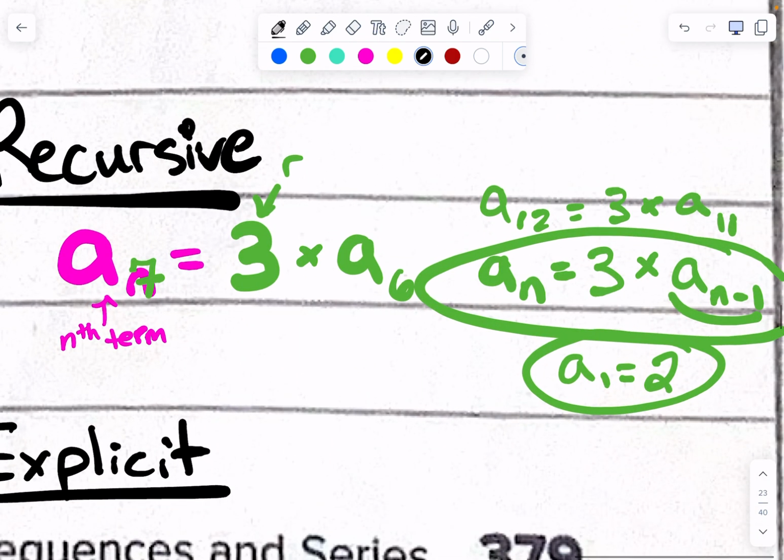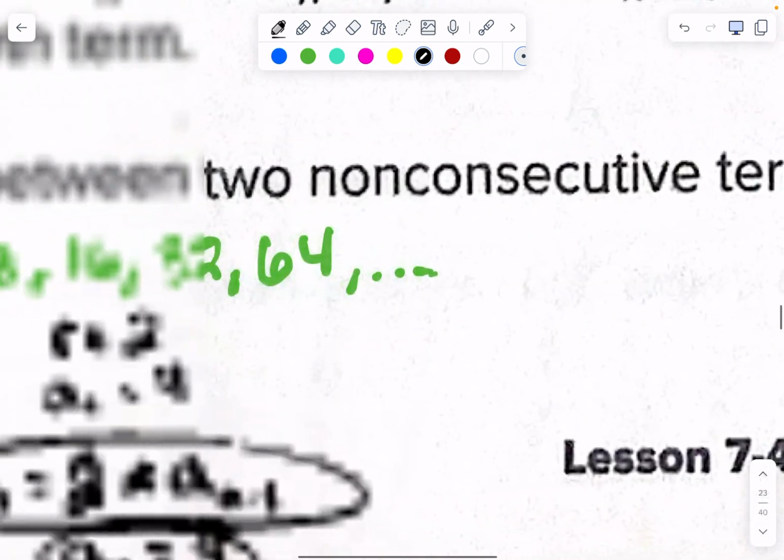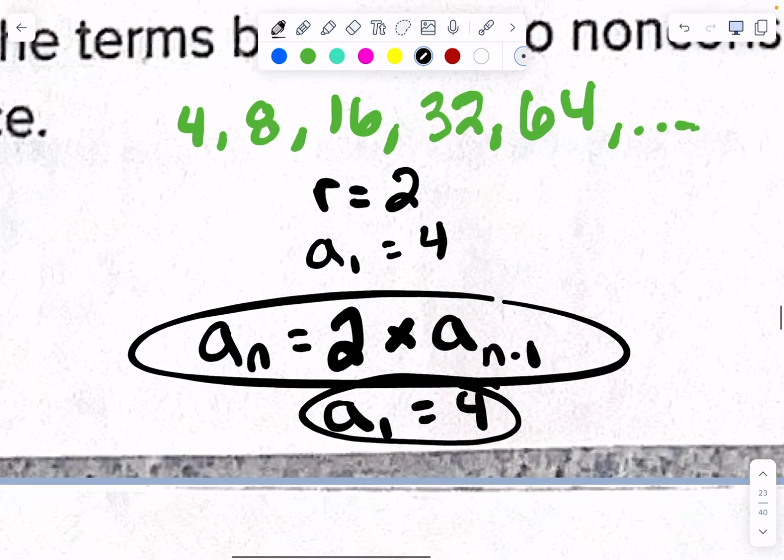It's not so bad, but here's why it's bad. Let's say I had this pattern, and I want to know the 17th term. I have to know the 16th term, but I have to know the 15th term, and the 14th term, and the 13th term. I have to know all of them. To find the 467th, you would have to know every term before that. That's the bad part. That's why we don't like recursive.